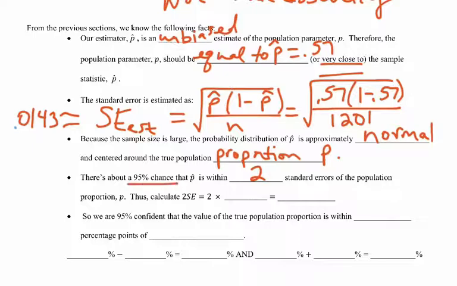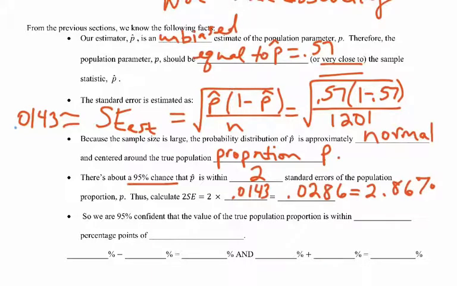Where am I getting this 95% from? That comes from the empirical rule. Remember that the empirical rule in a normal distribution or symmetric distribution says that 95% of the data is going to lie within 2 standard deviations or 2 standard errors of the mean or the expected value. So 2 times our standard error of 0.0143 gives us about 0.0286, and if we change that to a percentage, that gives me 2.86%.